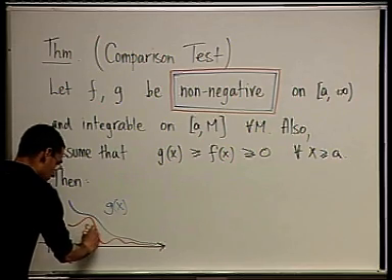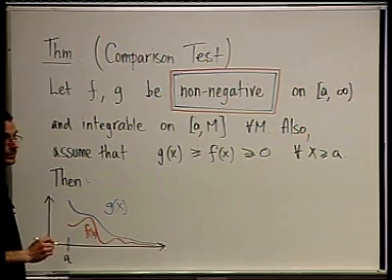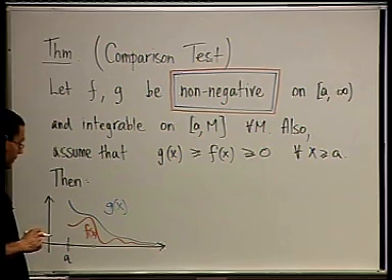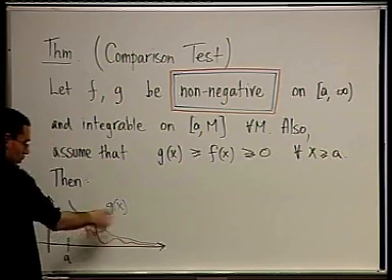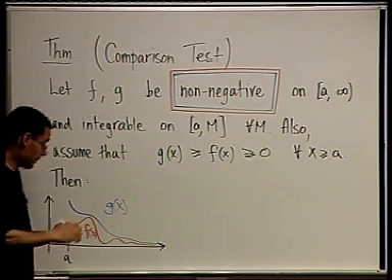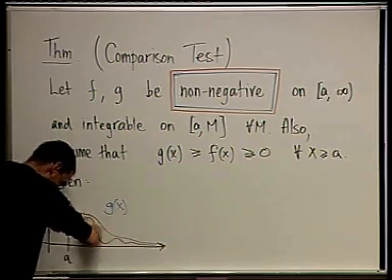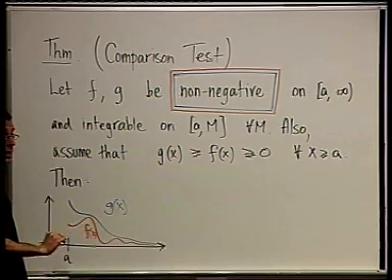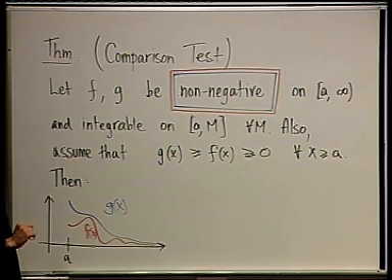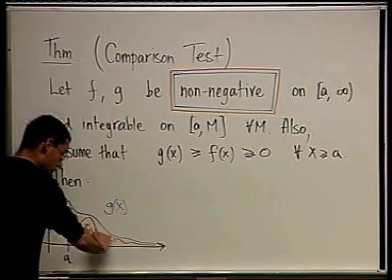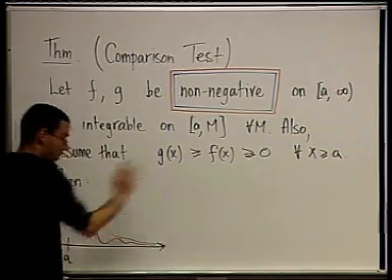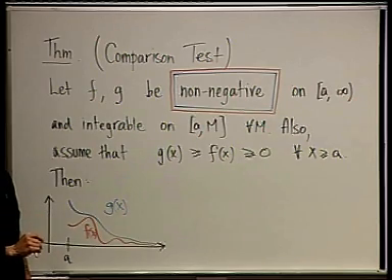What can we say about the integral of f? It has to converge as well. Do you agree? It's kind of a sandwich-like argument, in a sense. If the integral of g converges, if the area under the graph of the blue function is bounded, well, the area under the graph of the orange function is going to be bounded as well. And vice versa, if the area under the graph of the orange function diverges, then of course the area under the graph of the blue function is going to diverge as well.